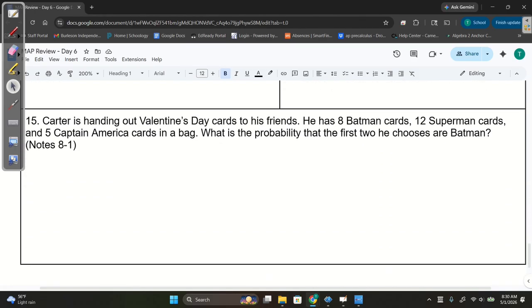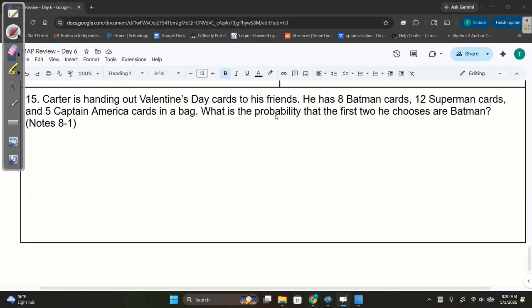Last but not least, Carter is handing out Valentine's Day cards to his friends. He has 8 Batman cards, 12 Superman cards, and 5 Captain America cards in a bag. What's the probability that the first 2 he chooses are Batman? Well, first off, we need to find the total number of cards he has by adding up 8, 12, and 5. That gets me 25 total Valentine's Day cards in the bag.